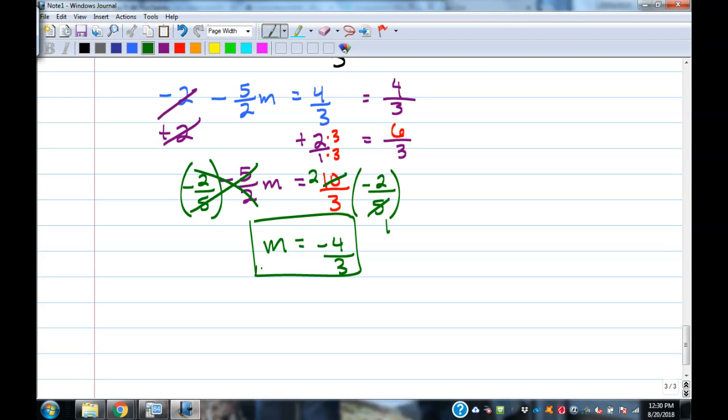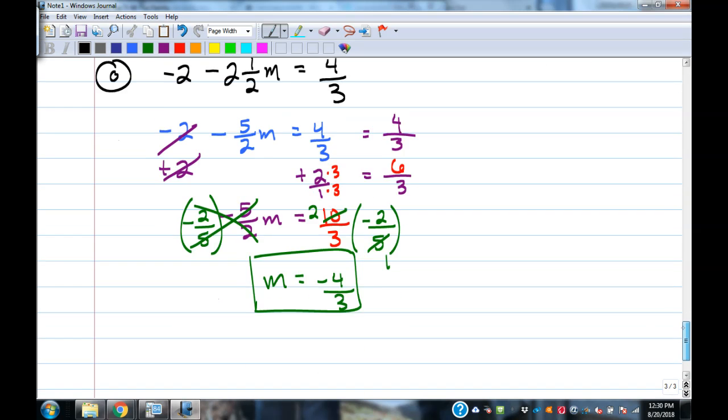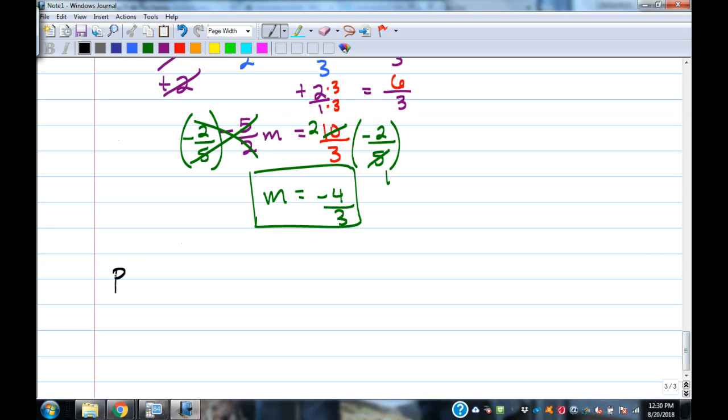If you didn't cross cancel, you'd have -20/15, and both of those are divisible by 5, and that's how you get here. So you got to reduce, whether you do it with cross canceling or after you've multiplied out of that. You've got to do that. Let's do one more. Last one today.